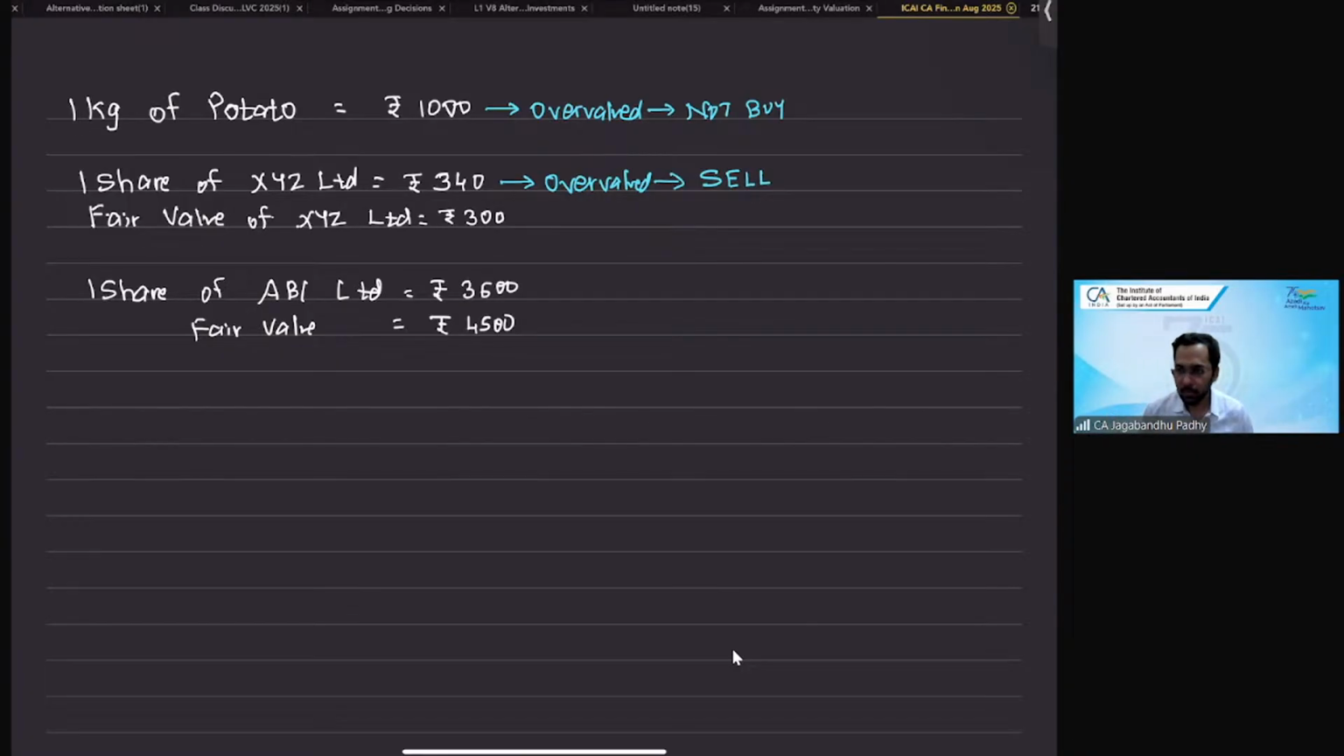Sir, should invest. We should invest. Why? Because fair value is greater. Yes, the fair value is greater because we are going to pay 3,600 for a share which is worth 4,500, right? So this simply means that the particular share at 3,600 is undervalued. Now, when you say this is undervalued, we are going to buy the particular share. So when the share is undervalued, we are going to buy it. So to simply put up a simple formula, we can essentially say it like this.